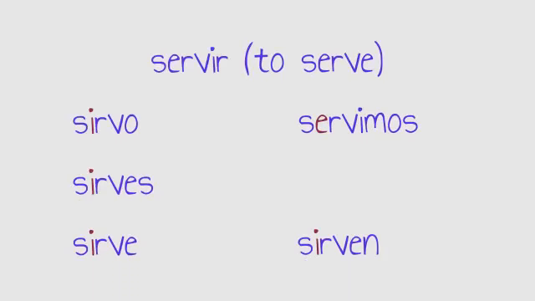For example, the verb servir means to serve. Servir. Say it. Servir. Now, as we saw before, the stem is going to change. You still have your endings o, es, e, imos, en, but the E changes to an I here. Sirvo. Everybody say that. Sirvo. Sirves. Sirve. The nosotros form, it's regular. Servimos. Sirven. They serve or y'all serve. Sirvo, sirves, sirve, servimos, sirven.